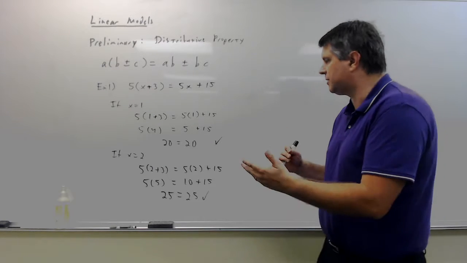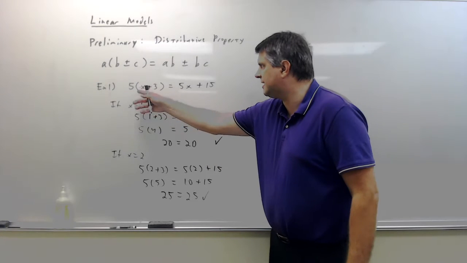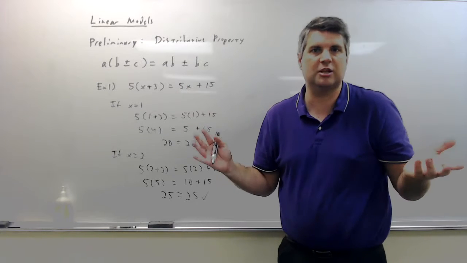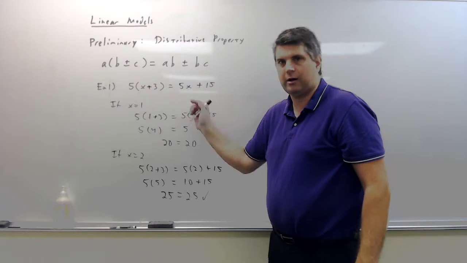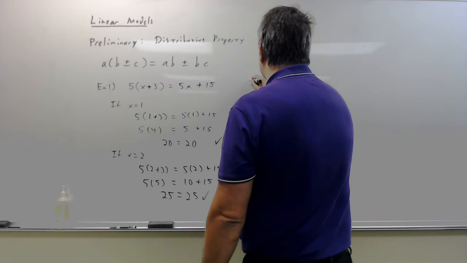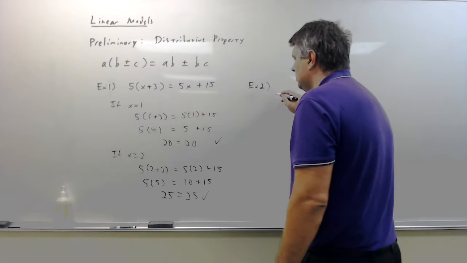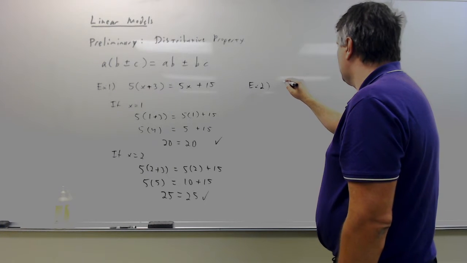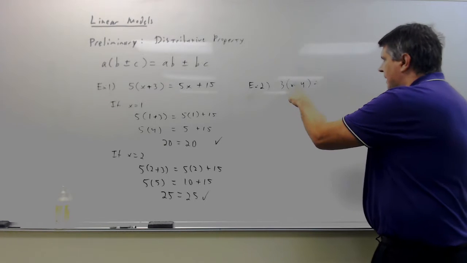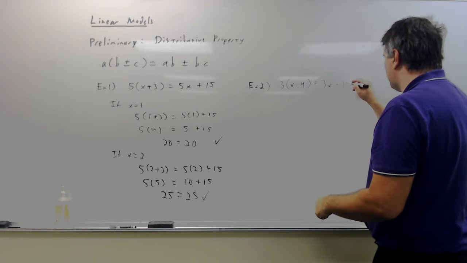In this particular meaning of a variable, we're saying that it doesn't matter what x is, this will always equal that, regardless of what number we have here. Okay? So here's the second example. Example 2: 3 times x minus 4. Well, 3 times x is 3x, and 3 times minus 4 is minus 12.